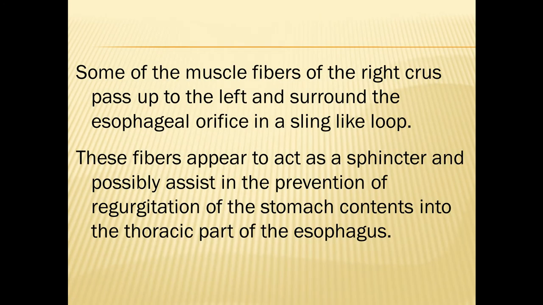Now what happens? Some of the muscle fibers of the right crus pass to the left and surround the esophageal orifice in a sling-like loop. Because of this crisscross pattern, they cross from the right side to the left side and surround the esophageal orifice. And it's a good thing. Why? Because it acts as a sphincter and prevents regurgitation of the stomach contents into the thoracic part of the esophagus.